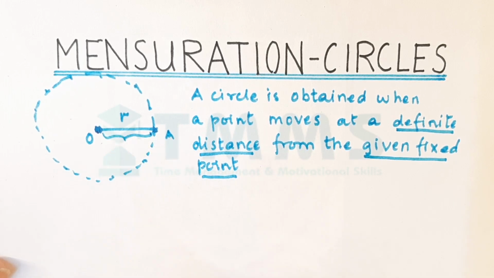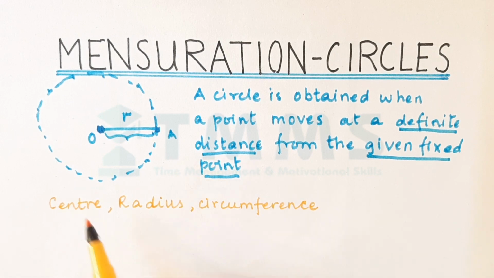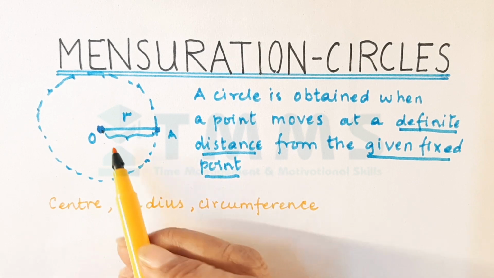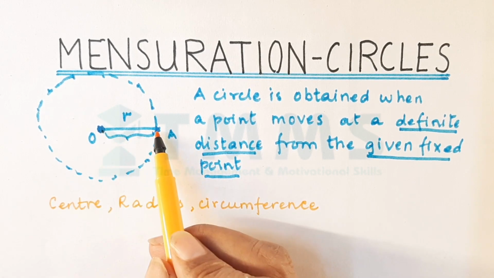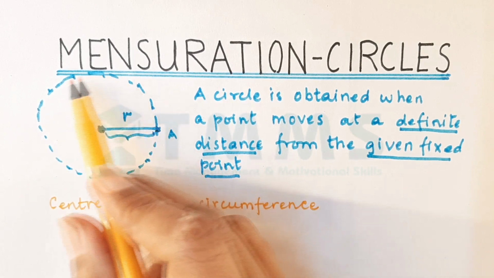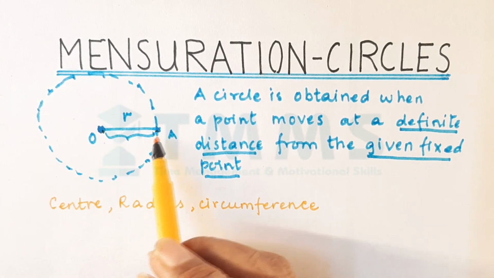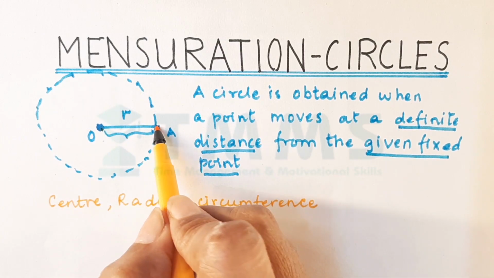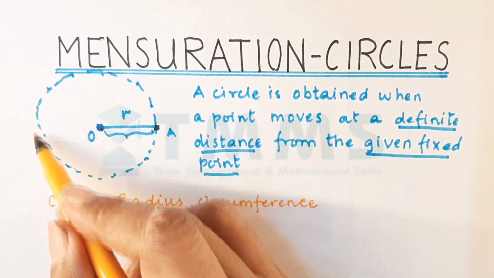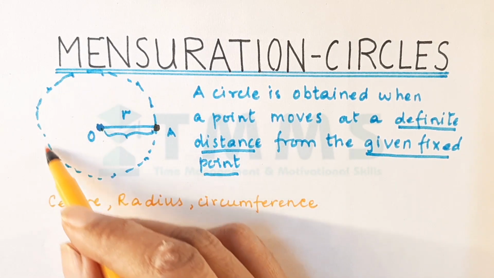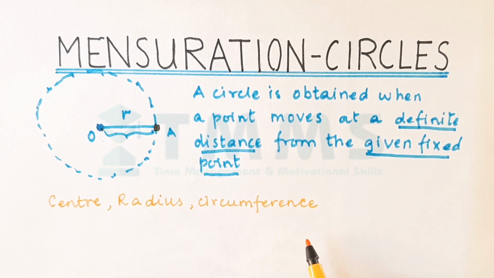I have represented it with the letter R. So the terms involved will be the center, which is this fixed point. The radius is the distance between the center and any point on the circumference. The circumference is the boundary of the circle, or the perimeter of the circle, which means you start from a point, go right round and come back to the original position. The path that you have traveled, this one, is the circumference.